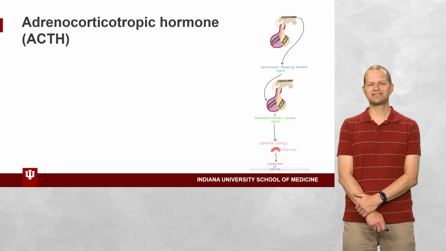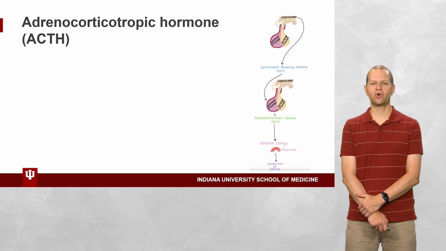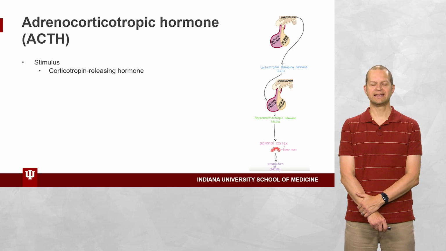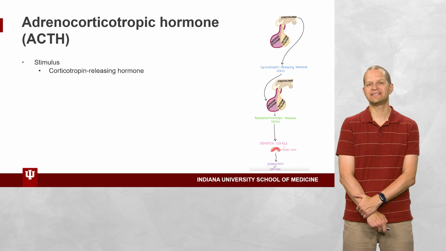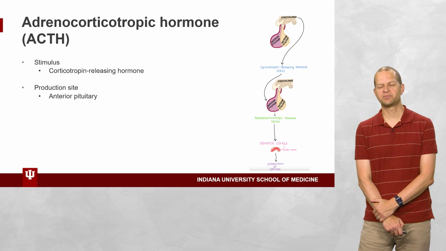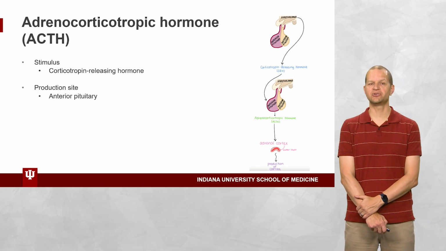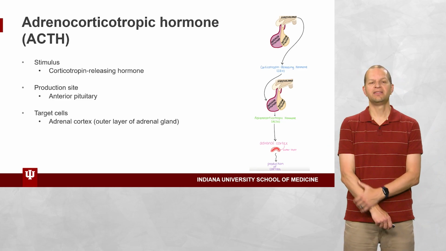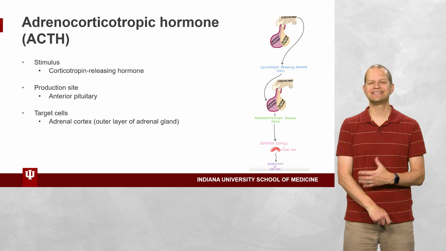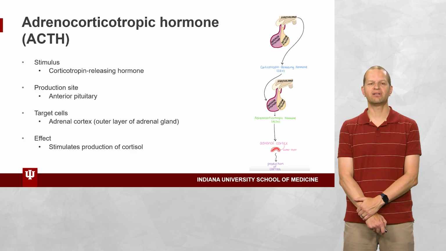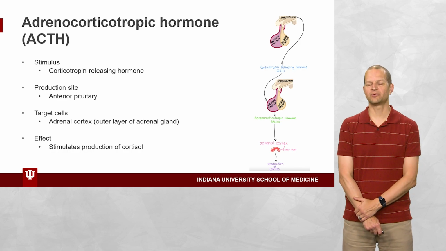And then finally, I think this is the last one, we've got ACTH, or adrenocorticotropic hormone. Again, it's stimulated by the release of a hormone from the hypothalamus called corticotropin releasing hormone, or CRH. ACTH is produced by the anterior pituitary. This targets the adrenal cortex. That's why the name is what it is. Okay, and this is the outside or the outer layer of the adrenal gland. And ultimately, this stimulates the release of, or the production of, cortisol.